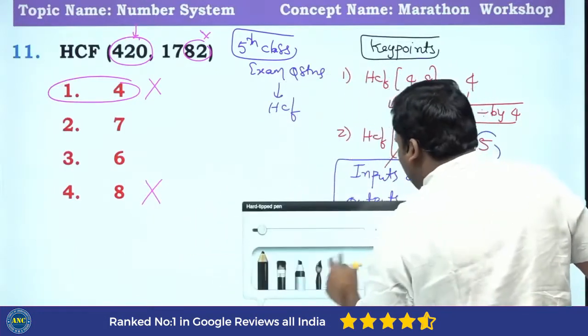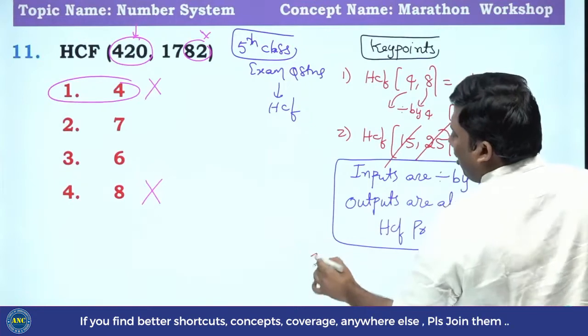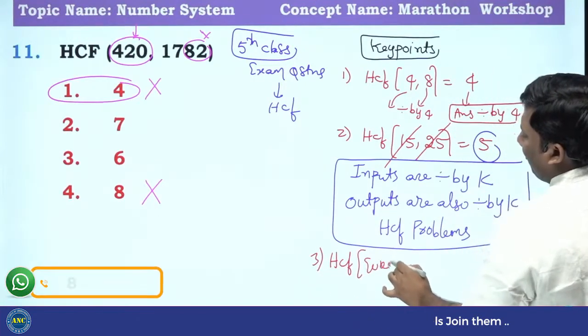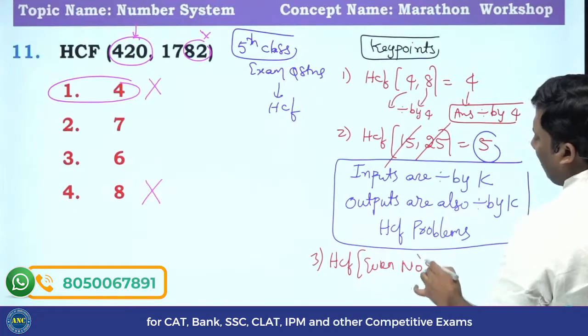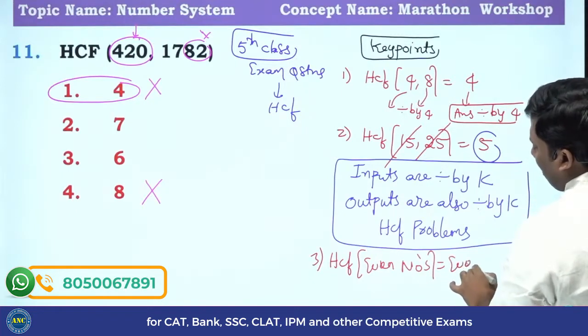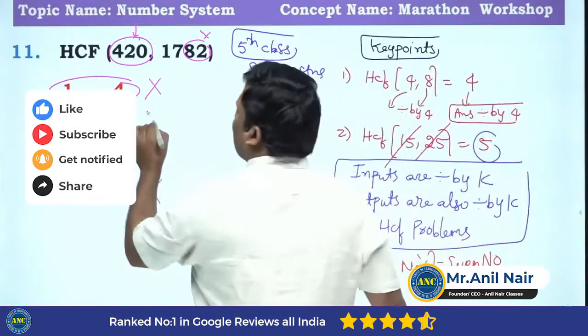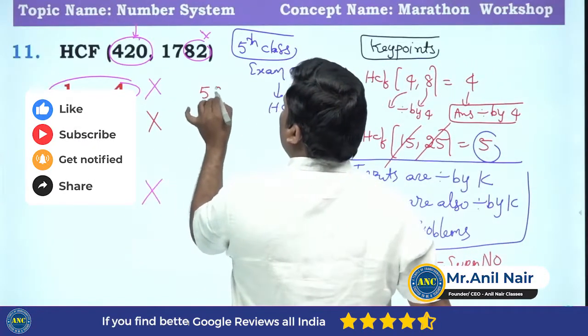What is the third key point? HCF of 2 even numbers is an even number. How come 7 will be the answer? 5 seconds logic to solve.